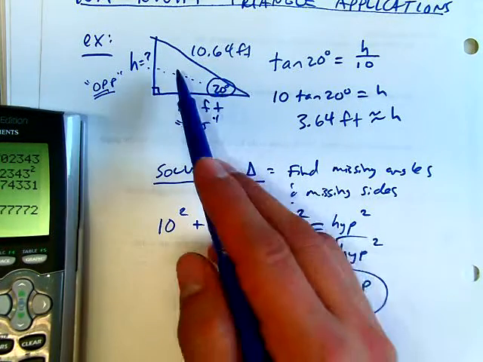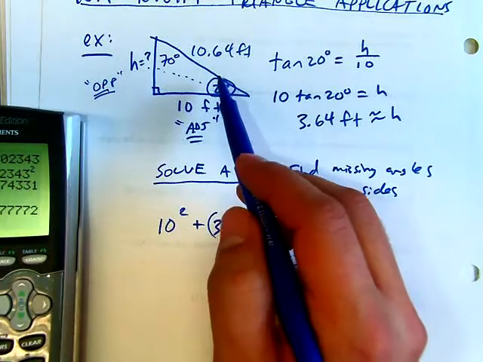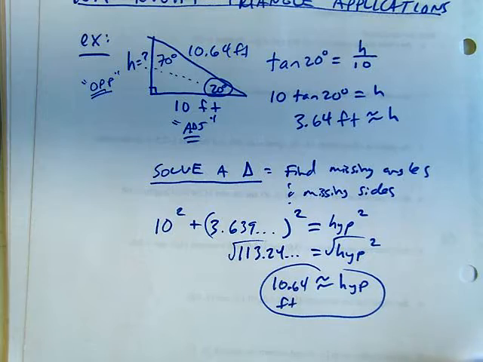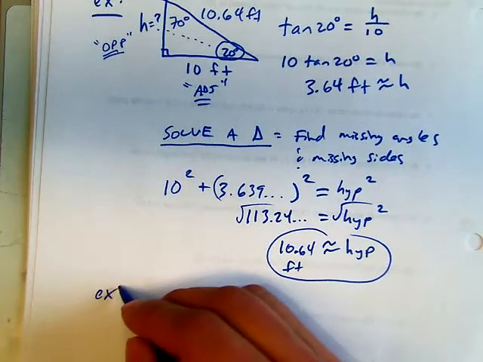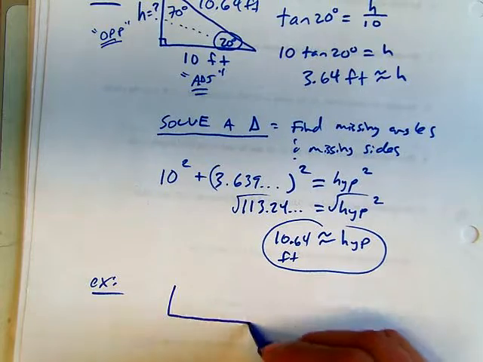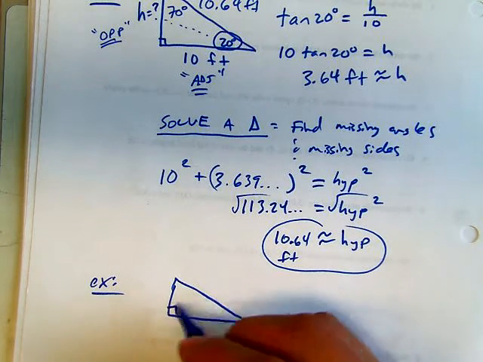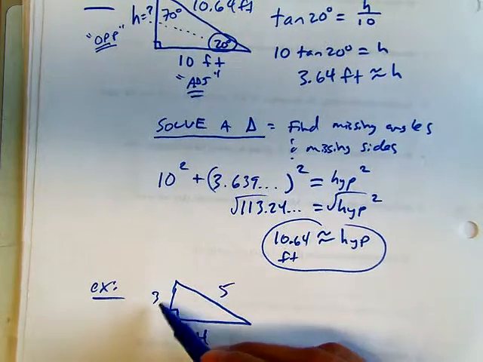And of course, if you had to find the missing angle, that's obvious that it should be 70, since all three angles have to add up to 180. Okay, so that's how to solve a triangle. Here's another quick example. Let's say you have a ratio. We can review this real quick.